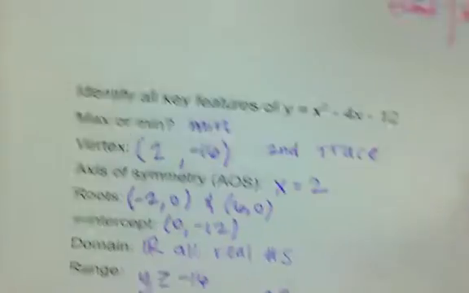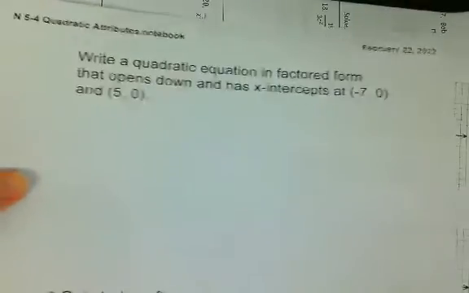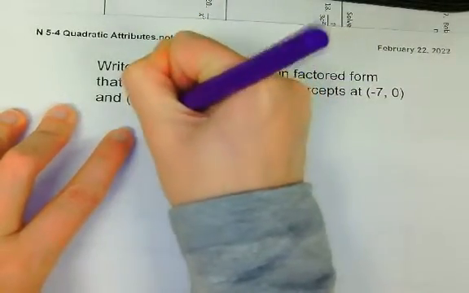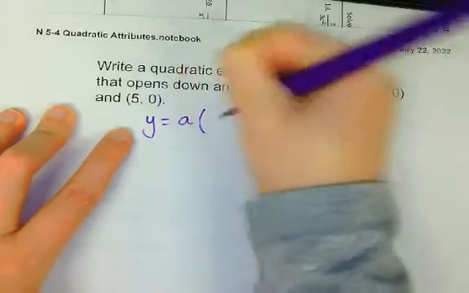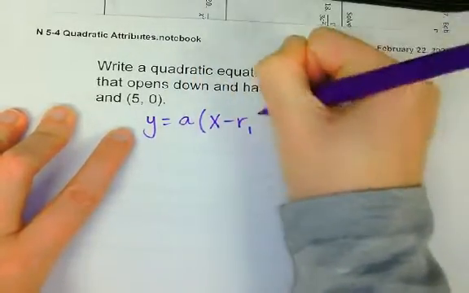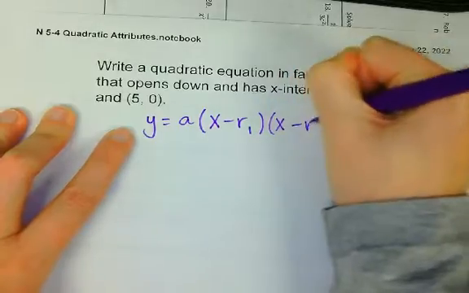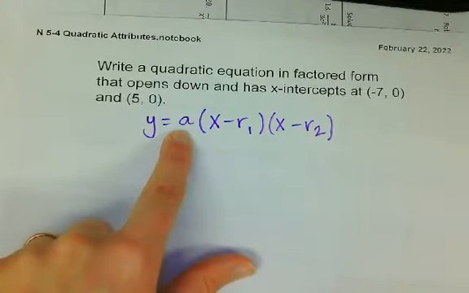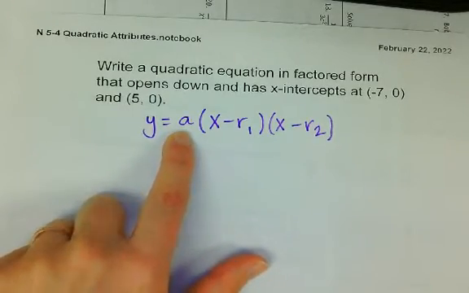Okay, one final thing to help you for your quiz, and then you will be ready to go. It says, write a quadratic equation in factored form that opens down and has x-intercepts at negative 7, 0, and 5, 0. And then on the board, I have this formula to help you with a question similar. And this is what we did last class.